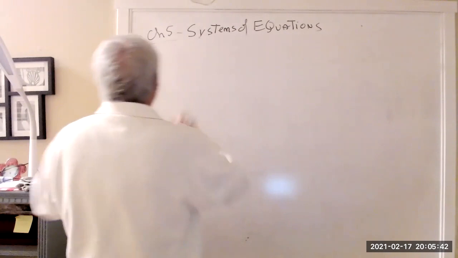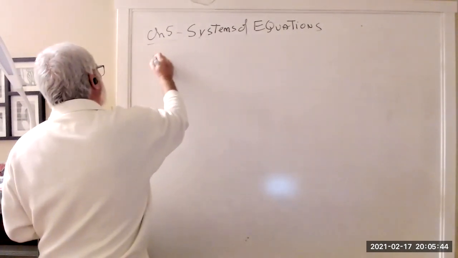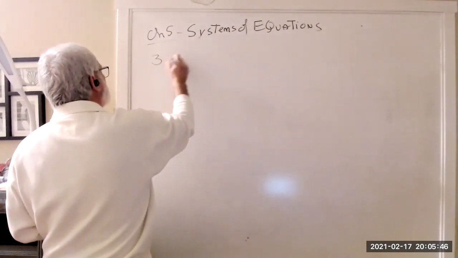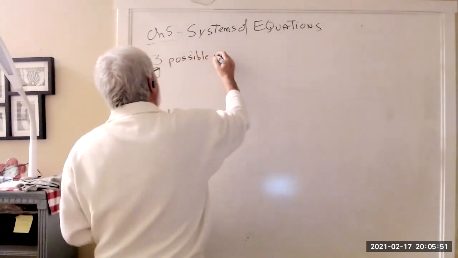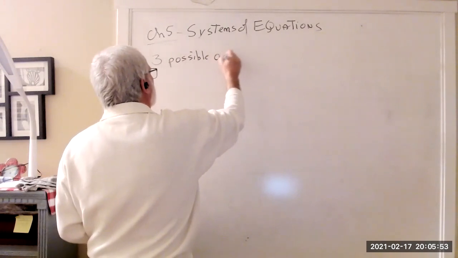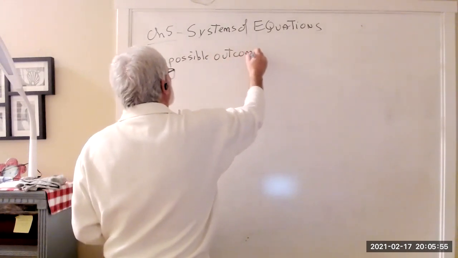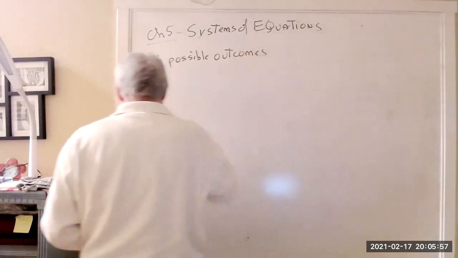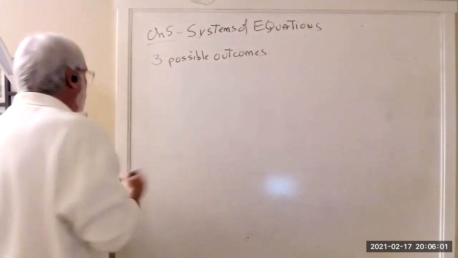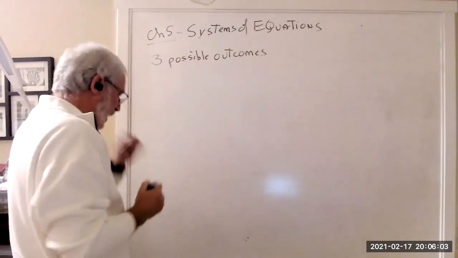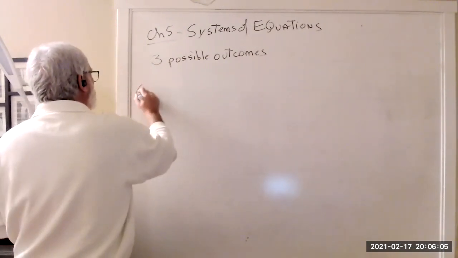For us, there are 3 possible outcomes. Three possible outcomes. Now, I'm going to show this to you graphically.